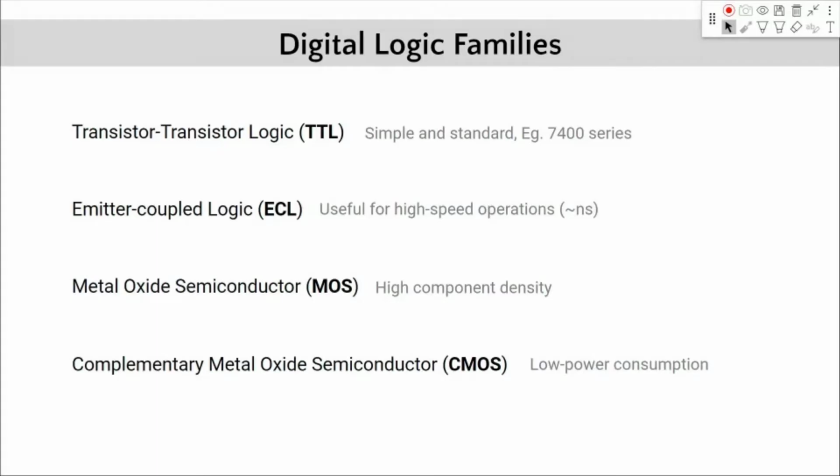So this is an important slide. I would like you to go through it one more time. TTL is simple. ECL is what you would use for high-speed operations. MOS is what you would use for high component density. And CMOS is what you would use if you were looking for low power consumption.